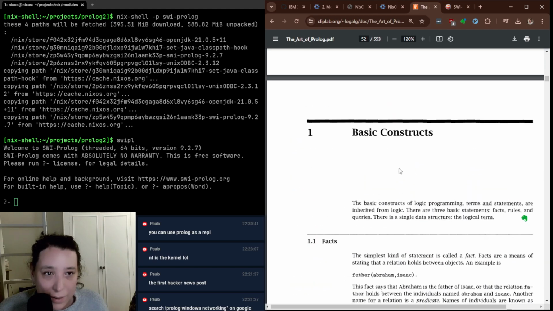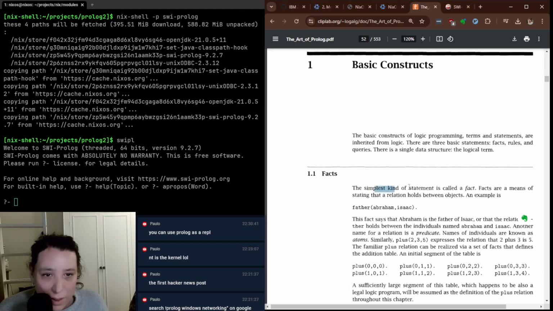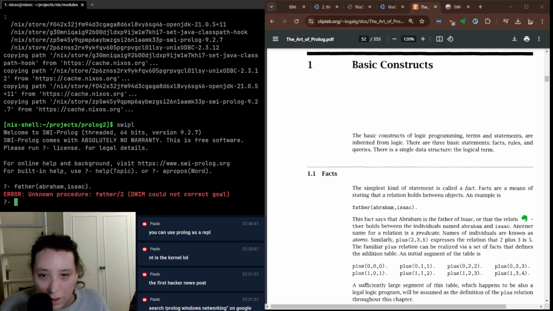So what do we say here? Basic constructs is a fact. Facts are means of stating that a relation holds. Example is father. Maybe we could just type this. Let's see. Father Abraham, comma, Isaac. Getting all biblical. Oh no, it doesn't work.